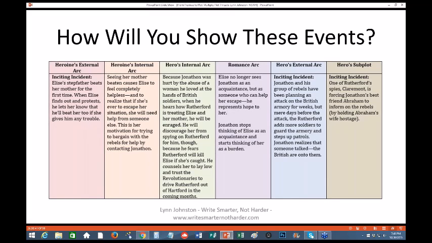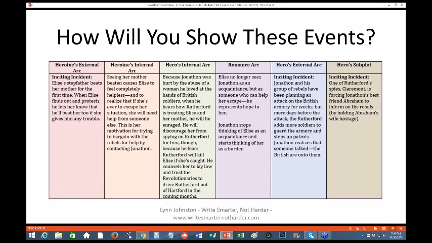So I would also encourage you when you're looking at these events to always ask yourself, how am I going to show these events? I don't want to tell the reader that these events happened. I want to show them happening. So looking at these six storylines, for Elise's stepfather beating her, I want to show the beating. I want to show Elise being upset about it. I want her to protest, and I want her to feel the threats. So I want to show the stepfather threatening her too.